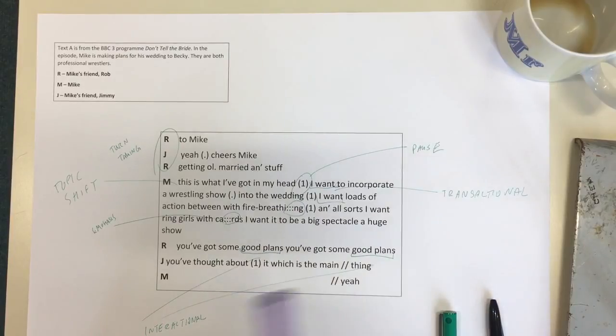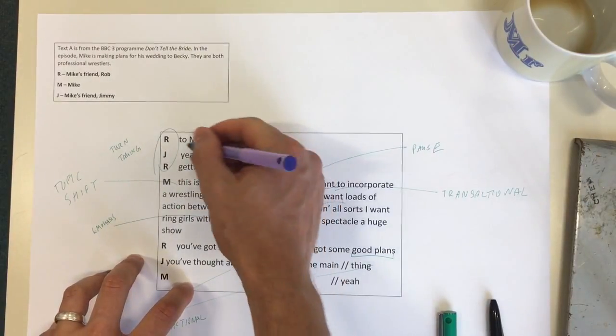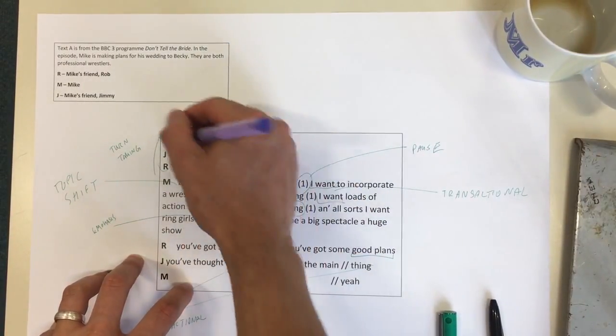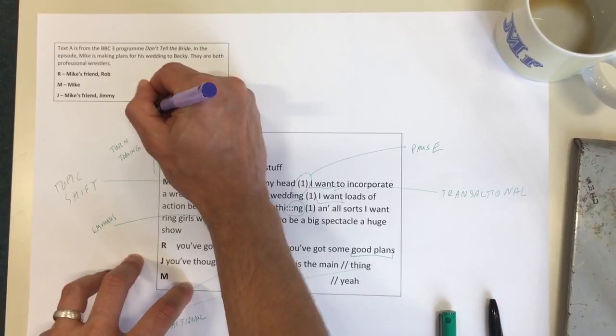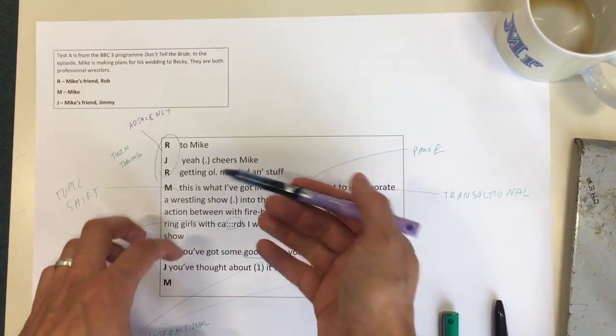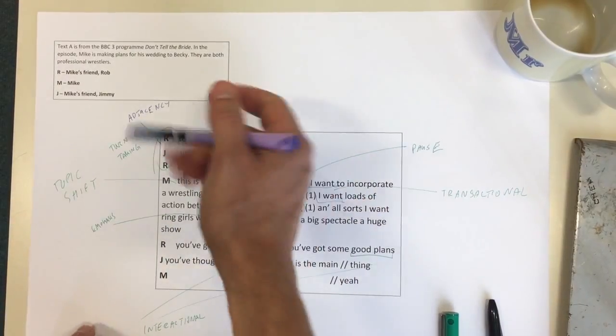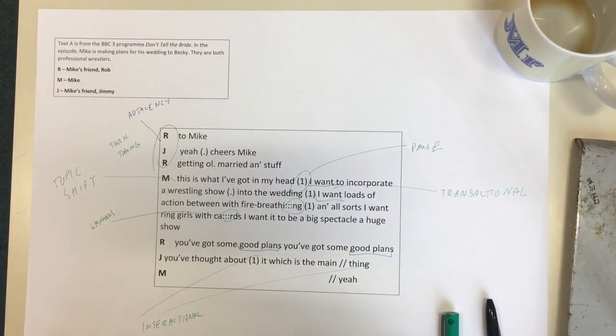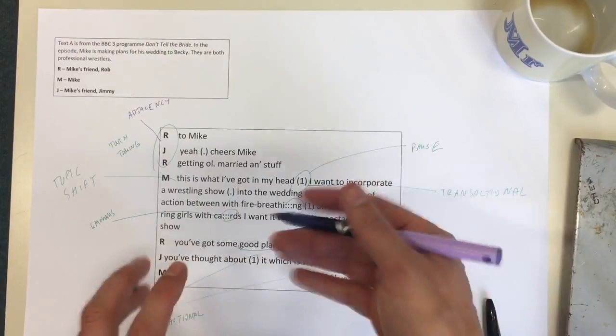Okay. Next sort of level, we're going to use purple pen, thinking a little bit more in depth about structure. So we've got this idea here to Mike, getting all married and stuff. So you can just say that that's a basic adjacency pair. Adjacency pairs are like two speakers' utterances that go together. So often it's a question and answer, but here it's for support. Okay, we can talk about a really nice idea.